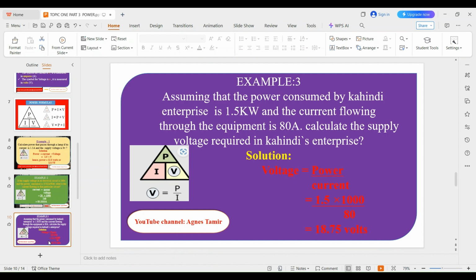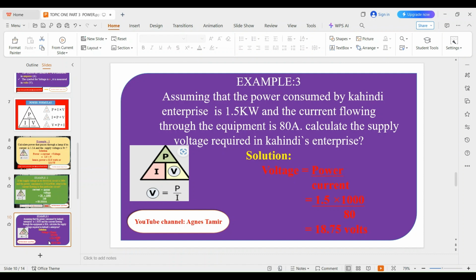Example 3. Assuming that power consumed by Kahindi Enterprise is 1.5 kilowatts and the current flowing through the equipment is 80 amperes, calculate the supply voltage required in Kahindi's enterprise. So here we are being asked to calculate what? Voltage, whereby we have been given power in kilowatts and we have current in amperes.